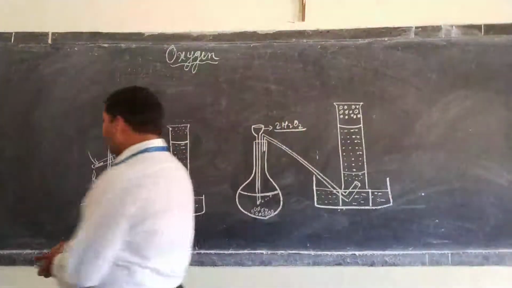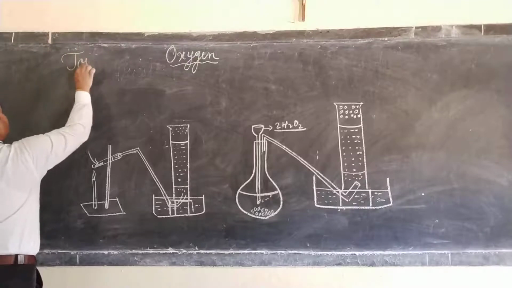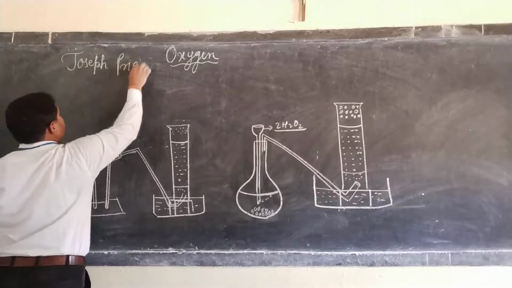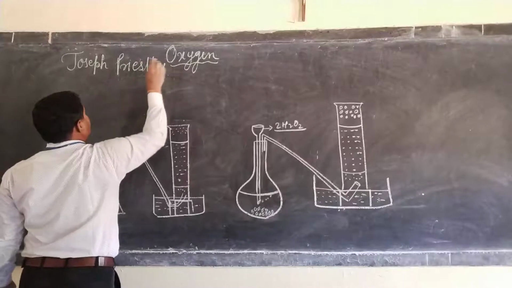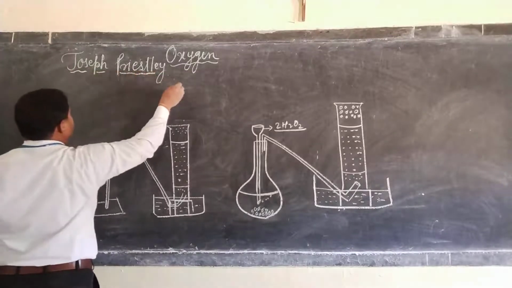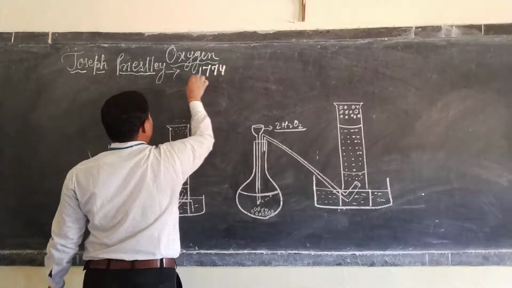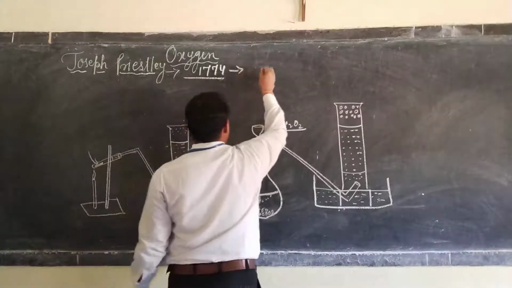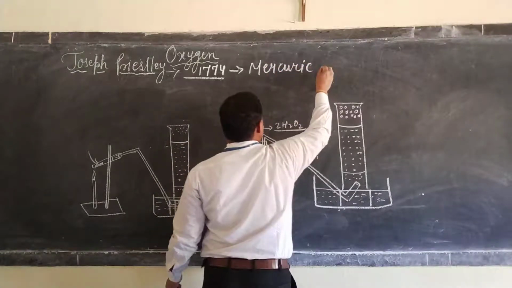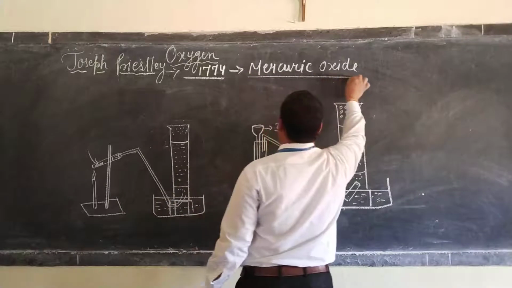It was first discovered by the scientist Joseph Priestley in the year 1774, by heating the compound mercuric oxide.